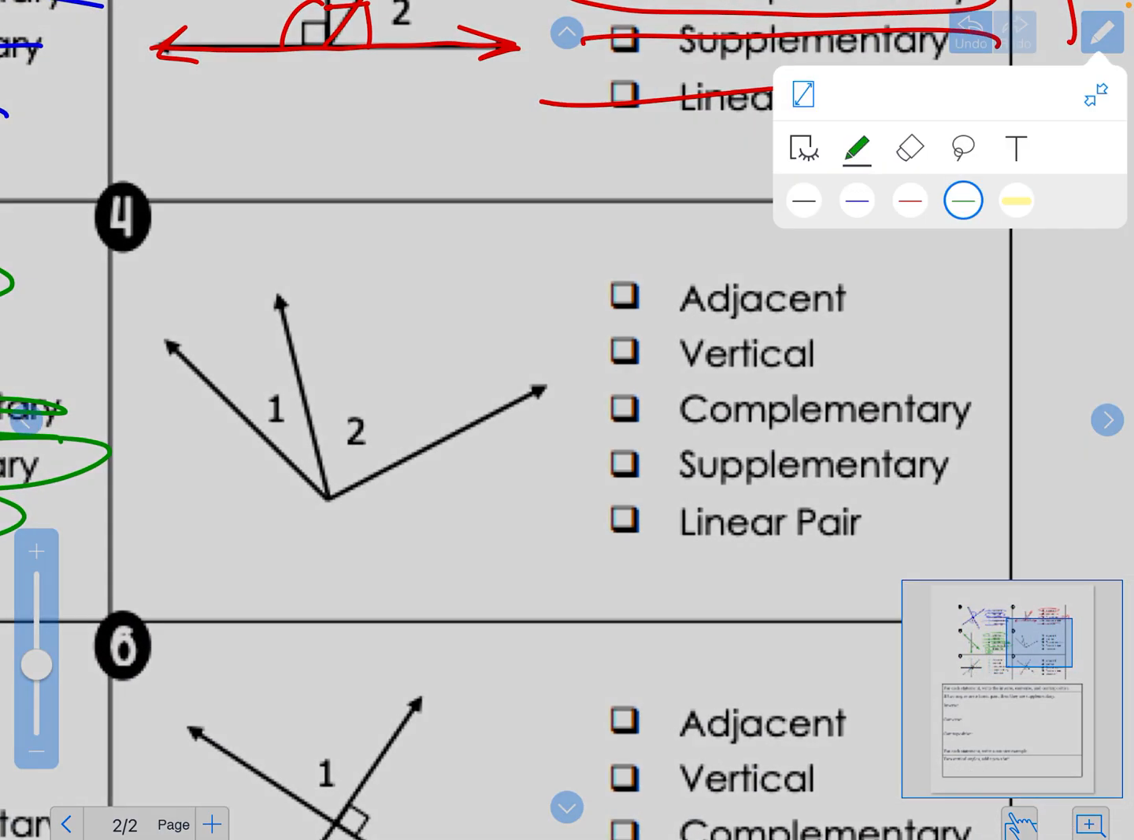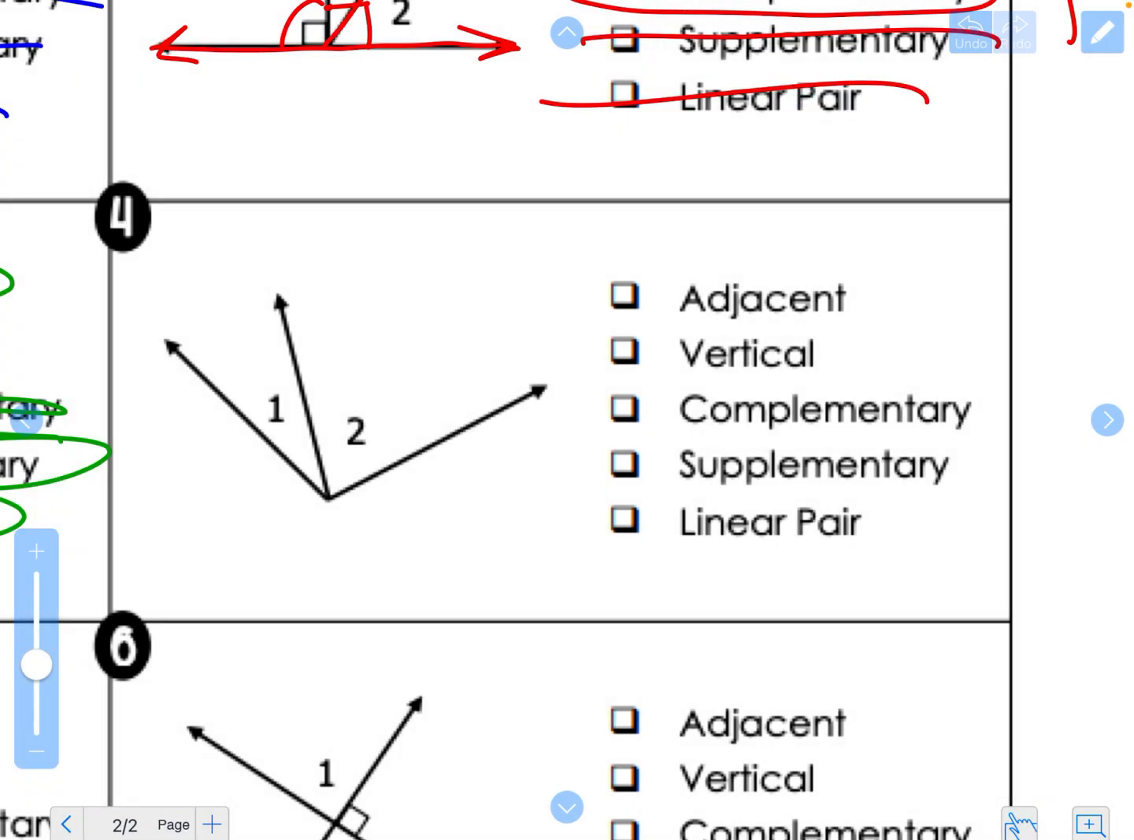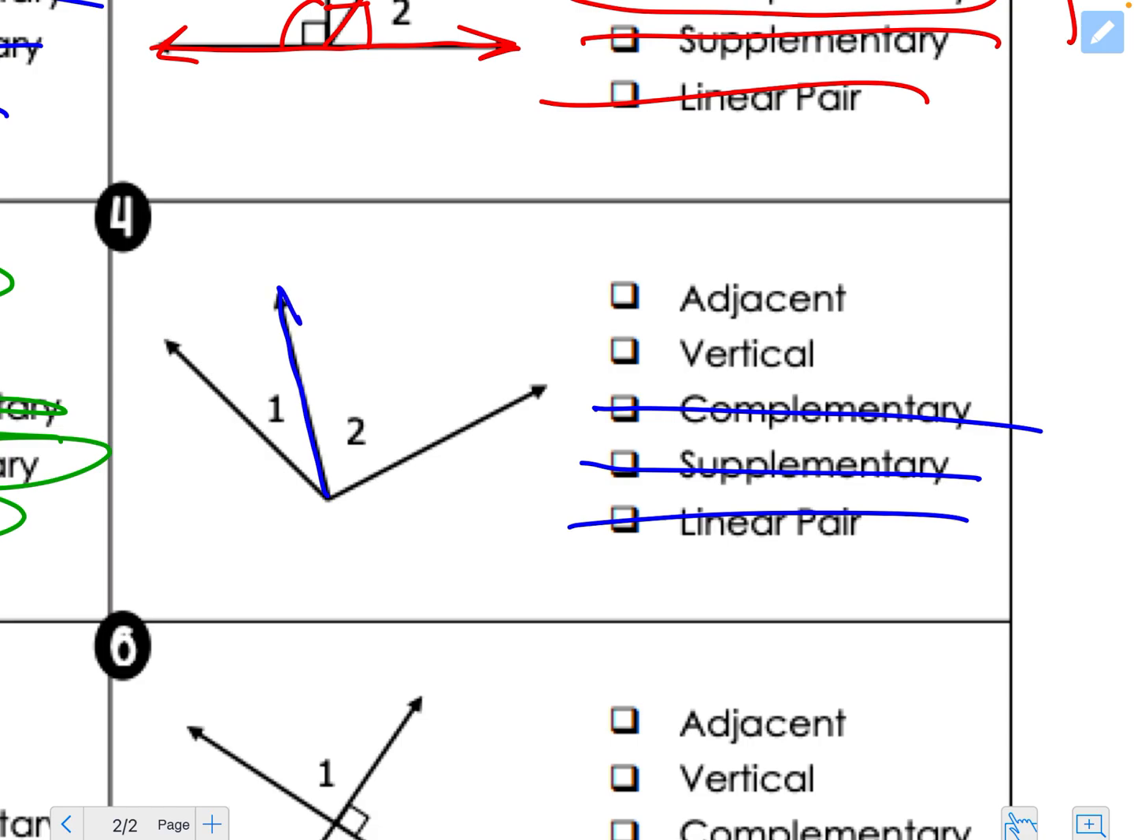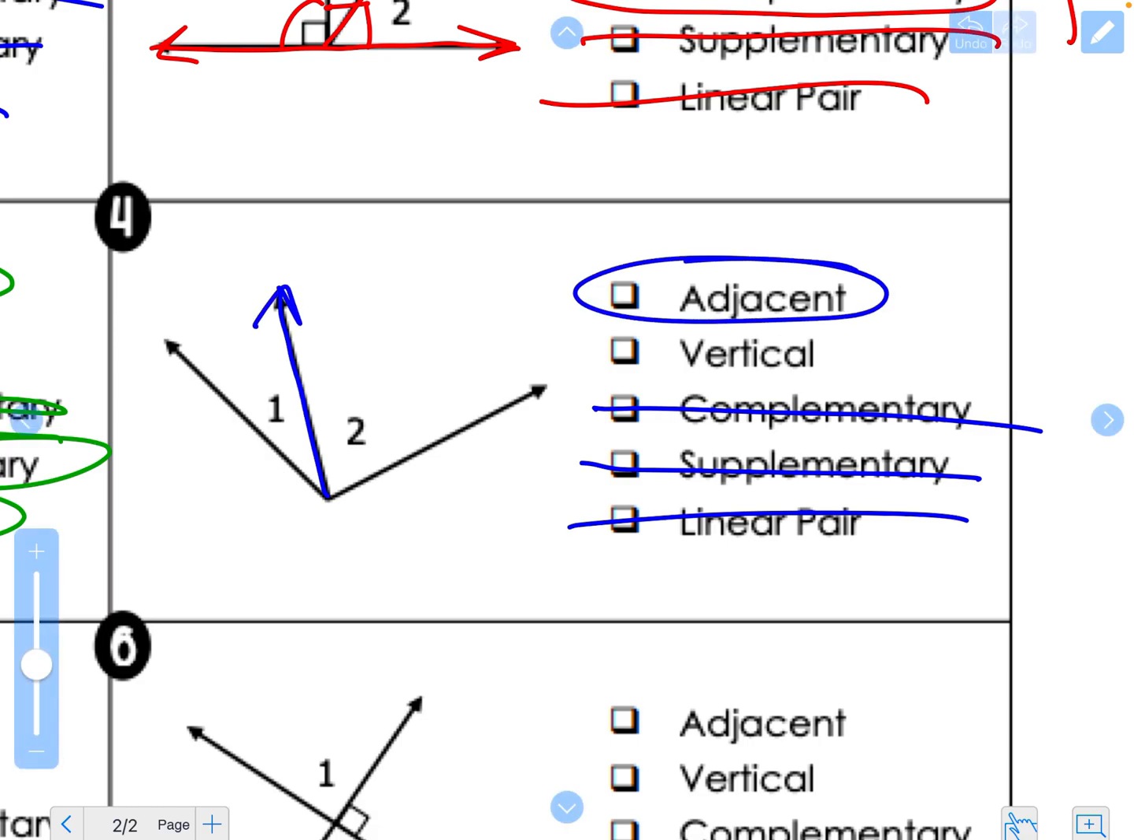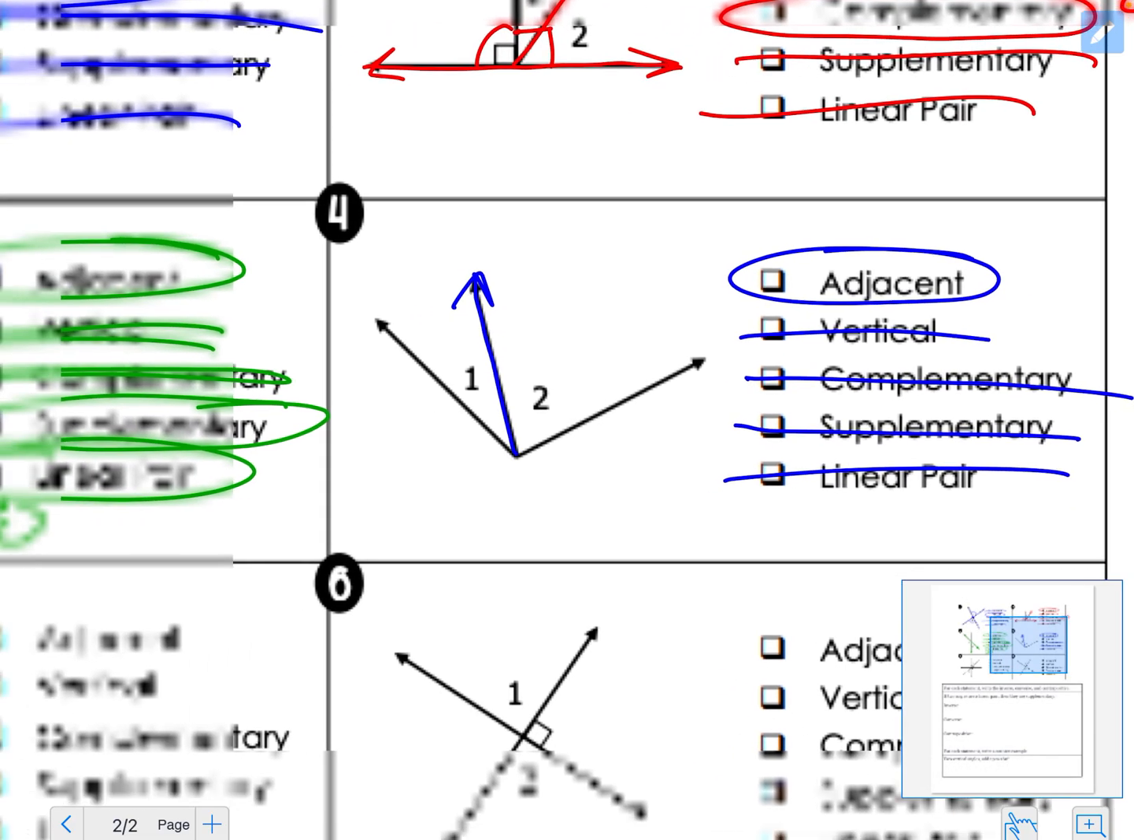All right, so let's look at this example. Here I am not given any 90-degree markers, so they cannot be complementary. I do not have a straight line, so they cannot be supplementary. And if they're not supplementary, they cannot be a linear pair. The two angles share a ray or a side, so I know that they are adjacent, but they are not opposite, so they cannot be vertical.